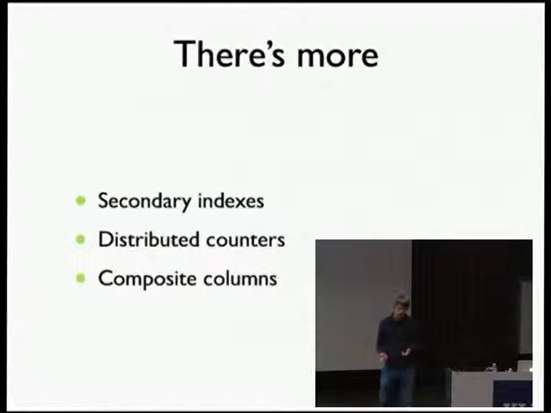So we have things like secondary indexes. If I take my first example of the profile, I can create an index on the birth year of the user. If I do that, I'll be able to query, give me all the users that were born in the 80s, for example. And the database will actually do that automatically for you.